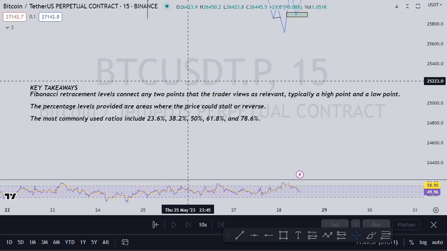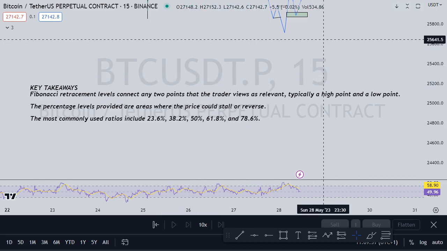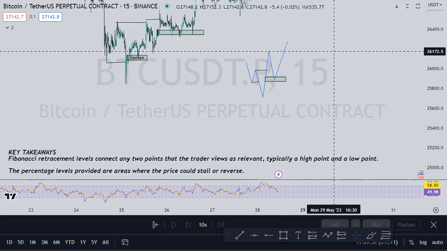But for the purpose of this video, I am going to be making use of my own edited Fibonacci retracement tool, which I only have three levels on it: the 0, the 0.5, and the 1 levels. I will show you how it works. So let's go.